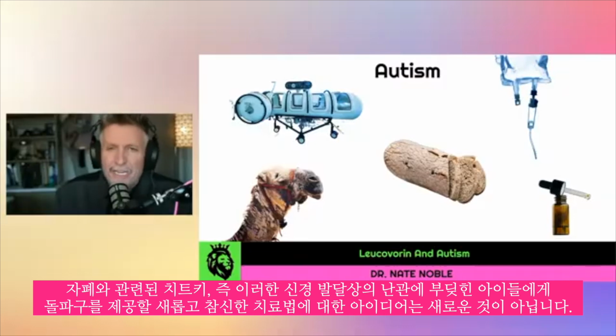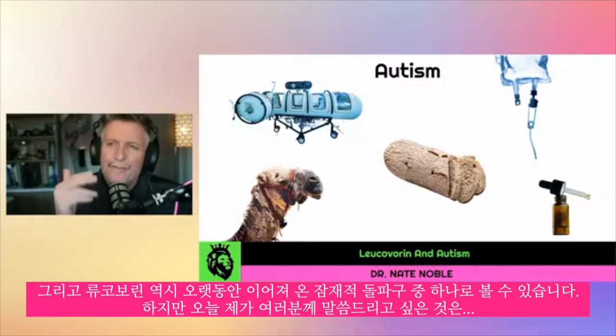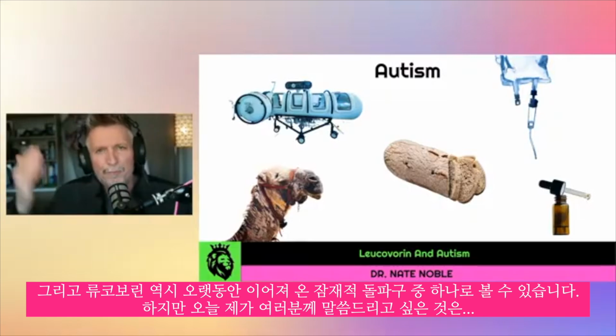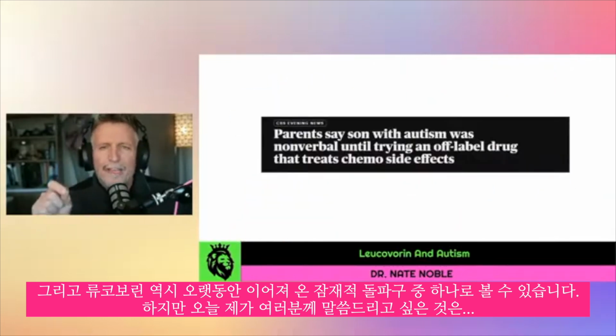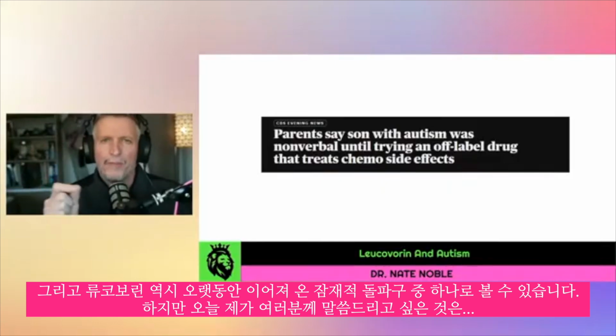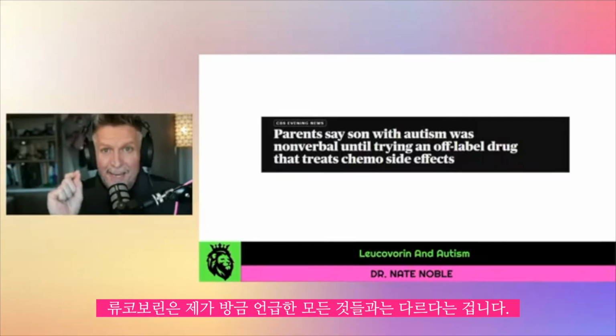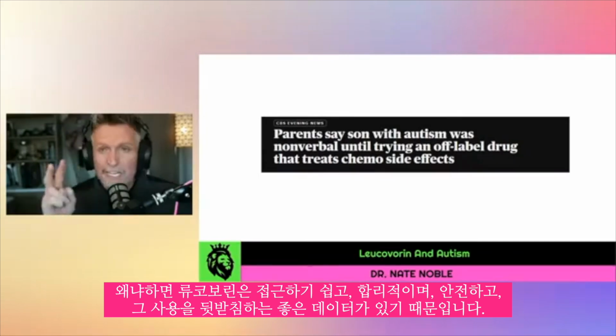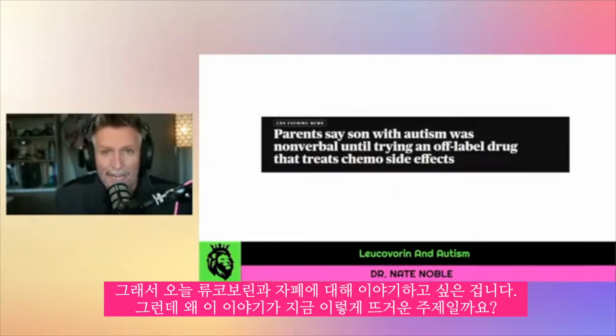The idea of cheat codes as it relates to autism, the idea of new and novel interventions that are going to provide a breakthrough for children that are up against these neurodevelopmental hurdles, this is not new. And certainly when we think about leucovorin, it fits into a long line of potential breakthroughs. But what I want to submit to you during our time today is that leucovorin is different than all the things that I've just discussed, because leucovorin is accessible, it's reasonable, it's safe, and it has some nice data to support its use. So I want to talk about leucovorin and autism with you today.